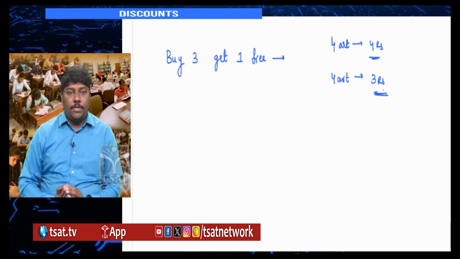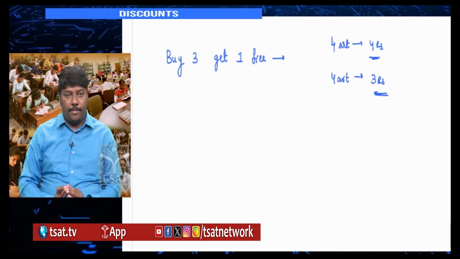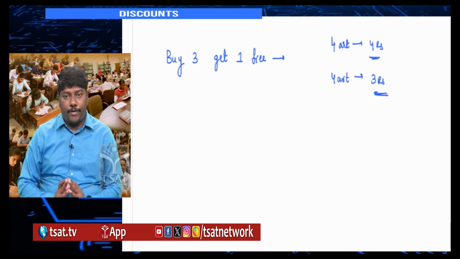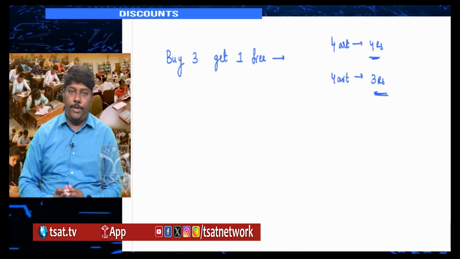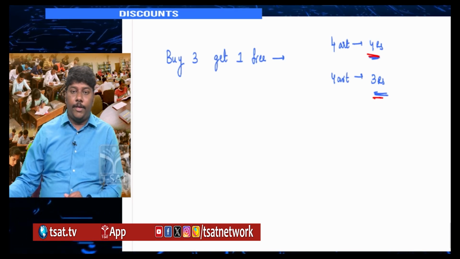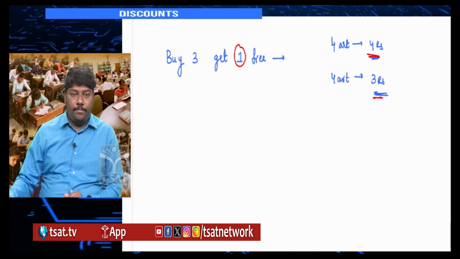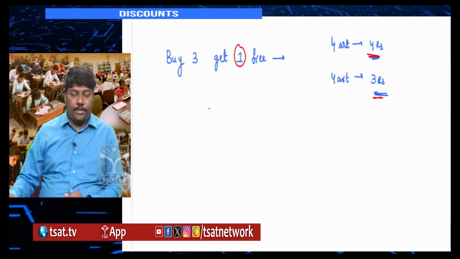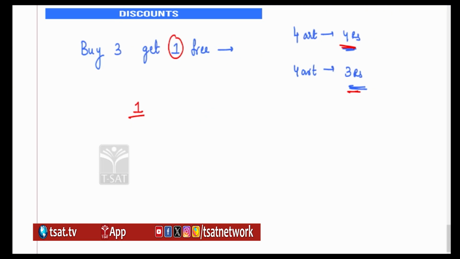You understand? So buy 3 get 1 free. Normally 4 rupees is the cost of the articles, you are getting it only for 3 rupees. So you are getting a discount of how much? 4, you are getting only 3. You are getting a discount of 1 article out of 4 articles. So 1 article out of 4 articles into 100, which is a 25% discount.